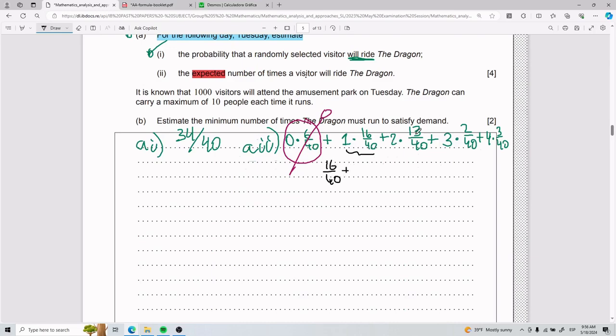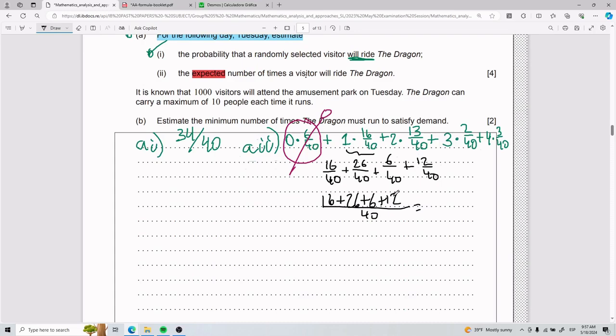Then the next one is 2 times 13, so it's going to be 26 over 40. Plus 3 times 2 is 6 over 40. Plus 4 times 3 is 12 over 40, right? So you go ahead and add all of these. It's pretty friendly because they're all in denominator with 40, so you can add them as a fraction. So you end up with 16 plus 26 plus 6 plus 12, all under the same 40, right?